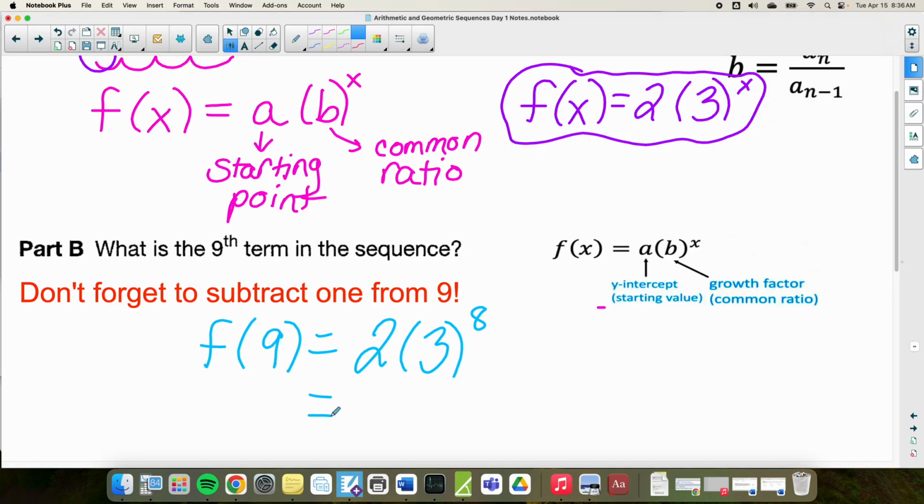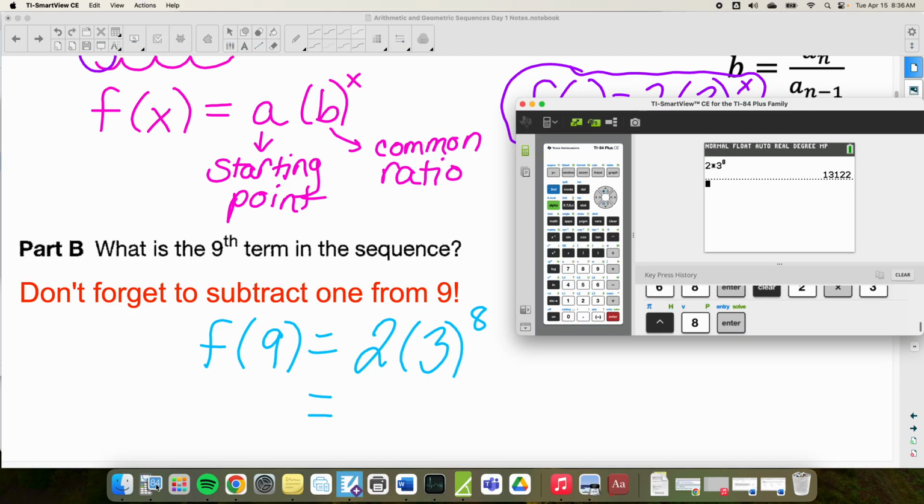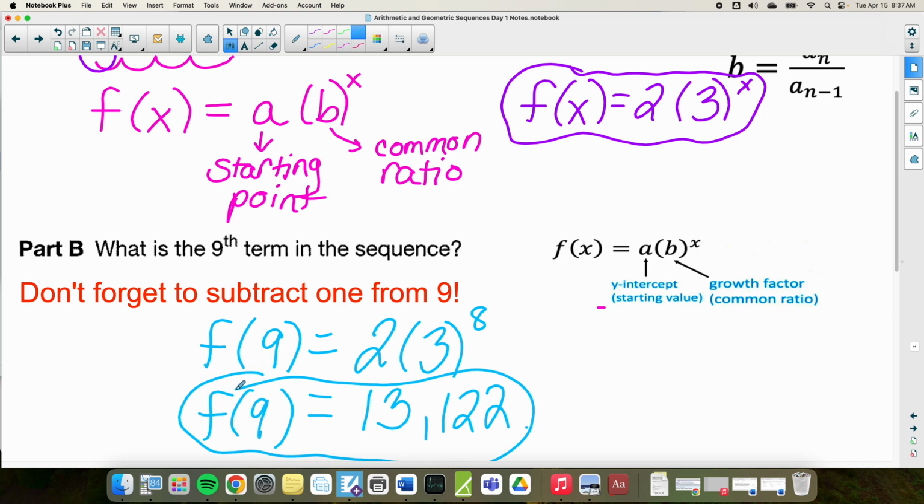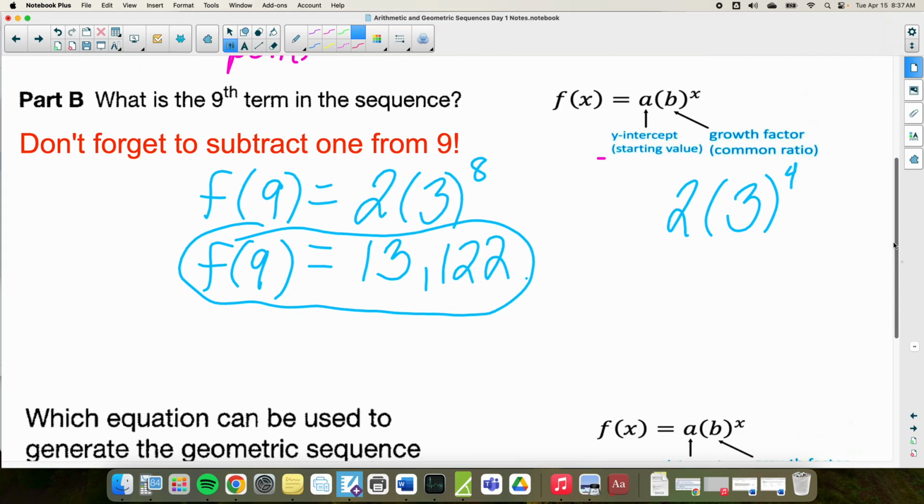So this is, what was that again? I didn't even look. 13,122. Okay. And you guys know if it was like 2 times 3 to the 4th power and they made you do that in your head, would you guys know that it's 2 times 3 times 3 times 3 times 3? Everybody knows that, right? Okay.